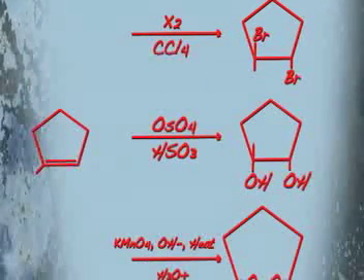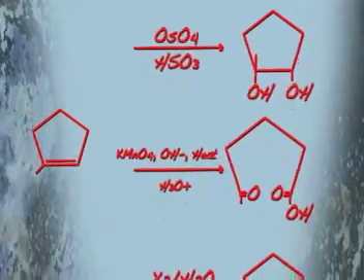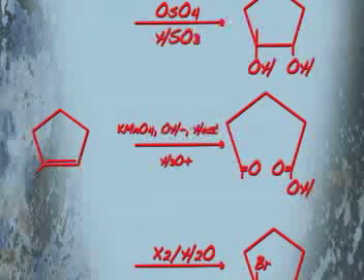Osmium tetroxide, on the other hand, is going to give us a syn addition of two OHs. Both these OHs should be on the what? Same side, right?